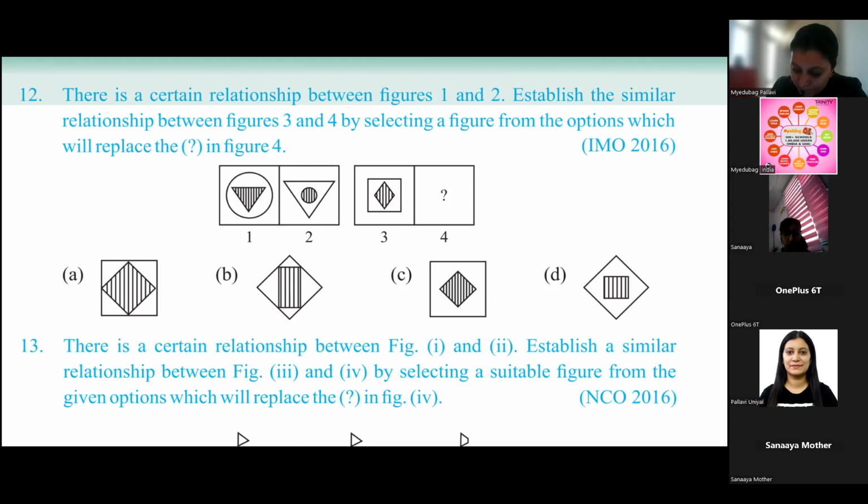Ma'am, I'm confused. Okay, no problem. Chalo, we'll discuss that. Same thing we'll see over here. जो outside figure है, the outside figure is square. That means the figure which is outside, in the next figure, it should come inside.